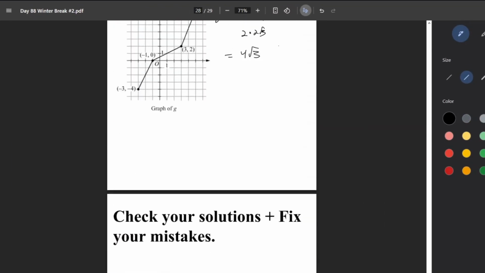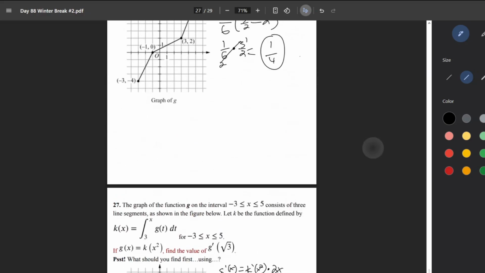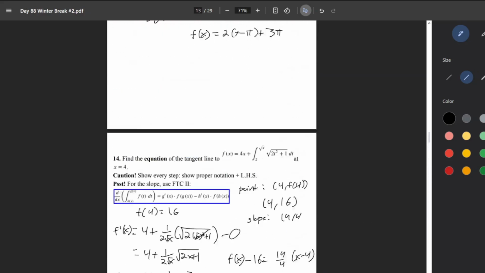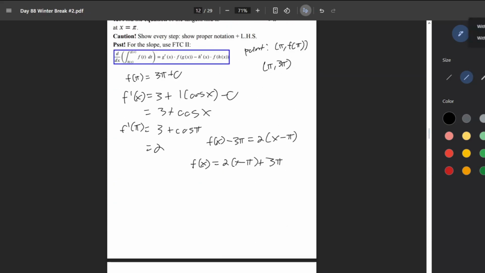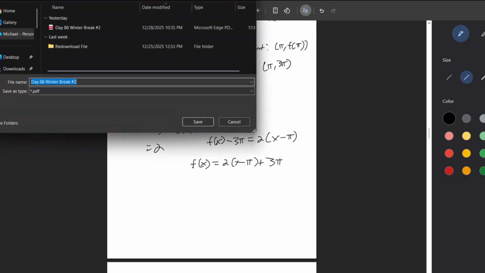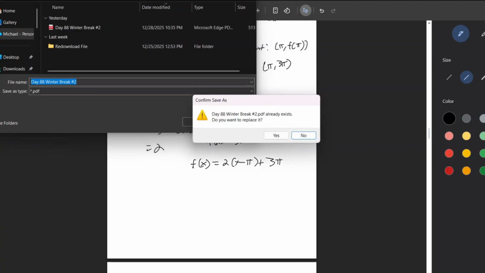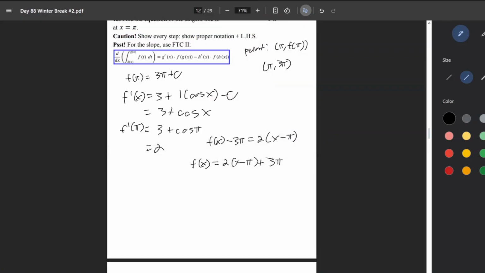Thankfully, we're done. Okay, now how do I save this? Let's see. Download with my changes. Yeah, just replace it, send it.